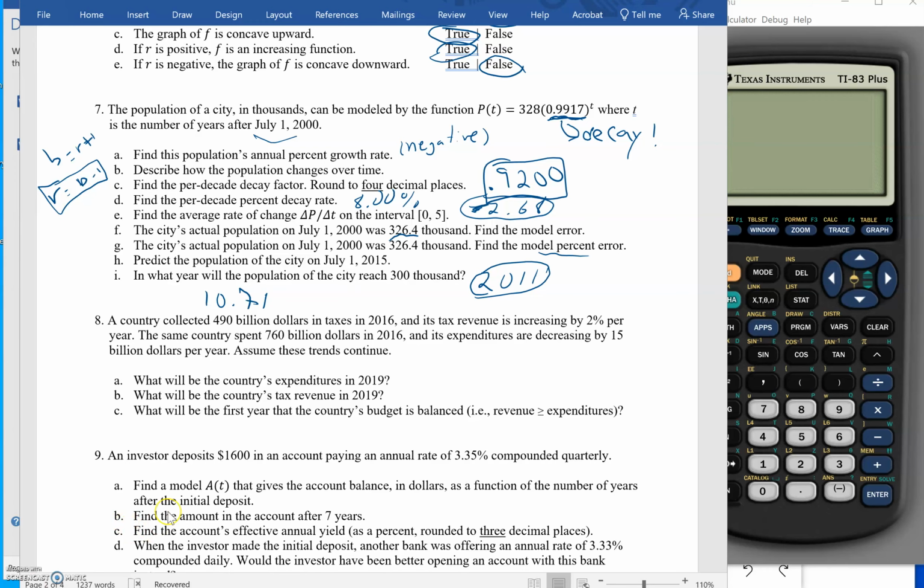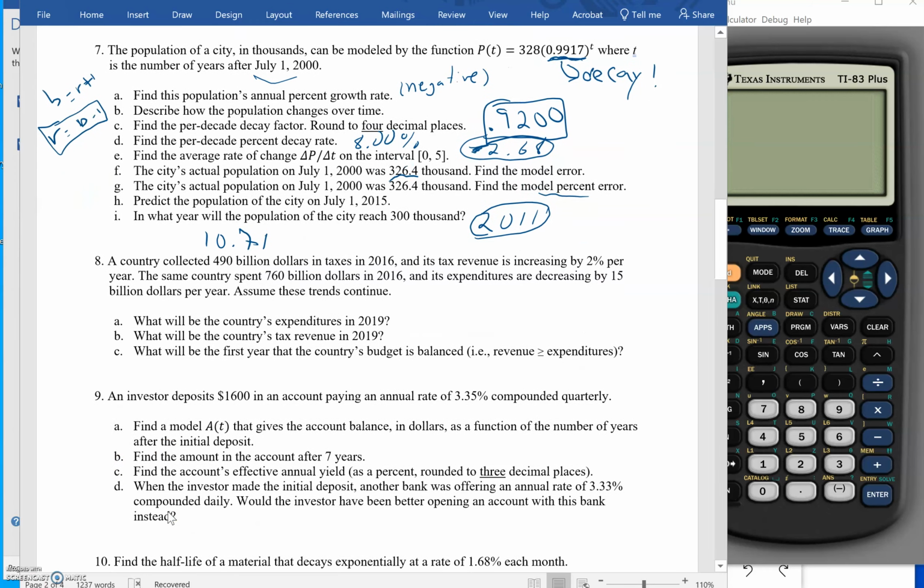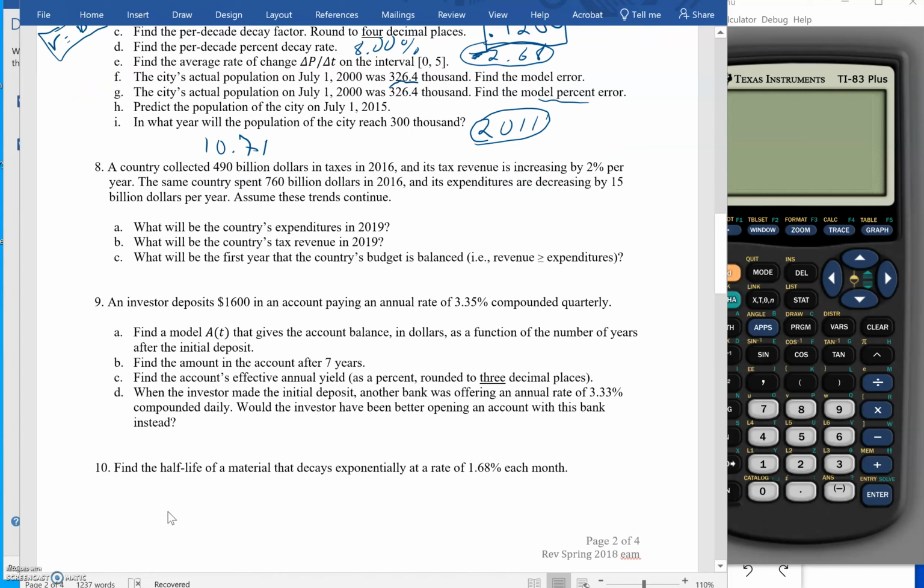All right, let's look at number 8. A country collected $490 billion in taxes in 2016, and its tax revenue is increasing by 2% per year. The same country spent $760 billion in 2016, and its expenditures are decreasing by $15 per year. Assume these trends continue. So it's important to realize that we actually have two different models at work here, and we're going to be letting those two models interact.